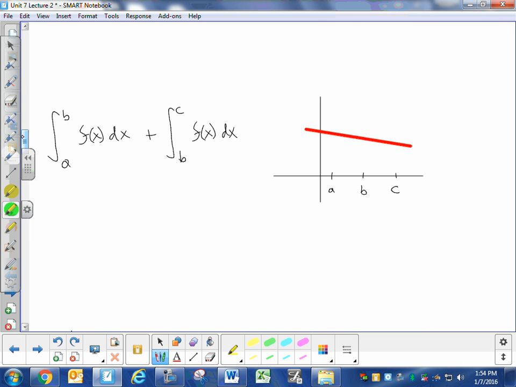Here's the next one that's fairly intuitive, easy to understand. I have the integral from a to b of f of x dx plus the integral from b to c of f of x dx. Well, if I take this area here from a to b and add this area here from b to c, I get the area from what to what? A to c. Exactly. I can say this is just equal to the area or the integral from a to c.